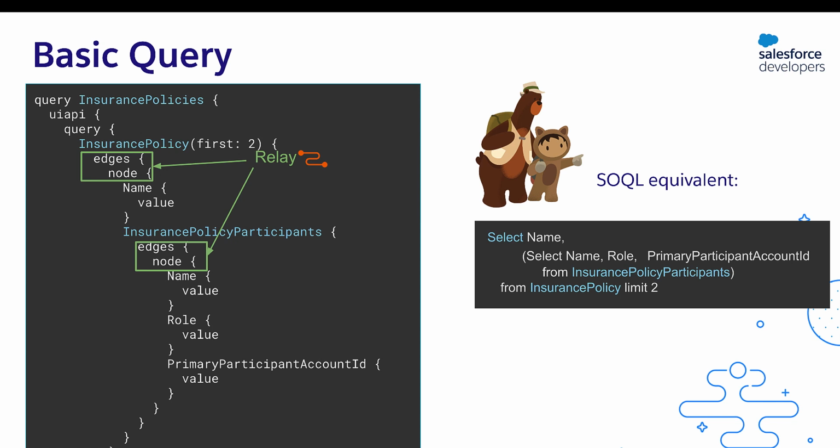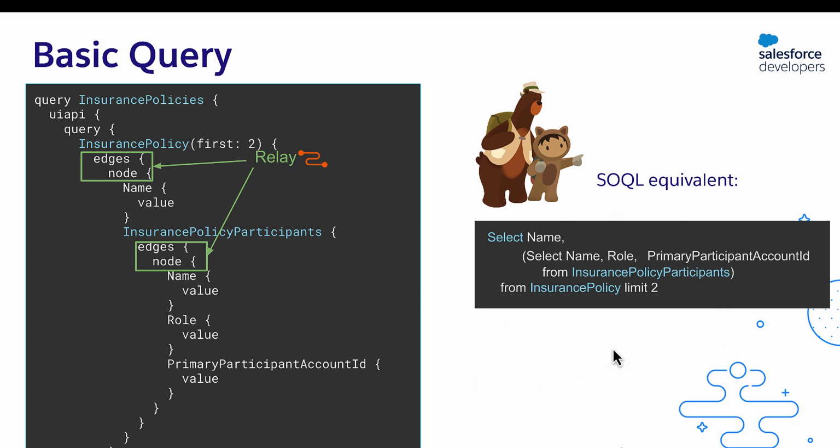So you'll query insurance policies here, this parent object, and I want the first two insurance policies. From there, I want the name, which is a property of the insurance policy, but also I want the child object, similarly to what you would do in SOQL. From this child object, you want a number of values, only these values. And that's it. That's what you'll retrieve from this query.